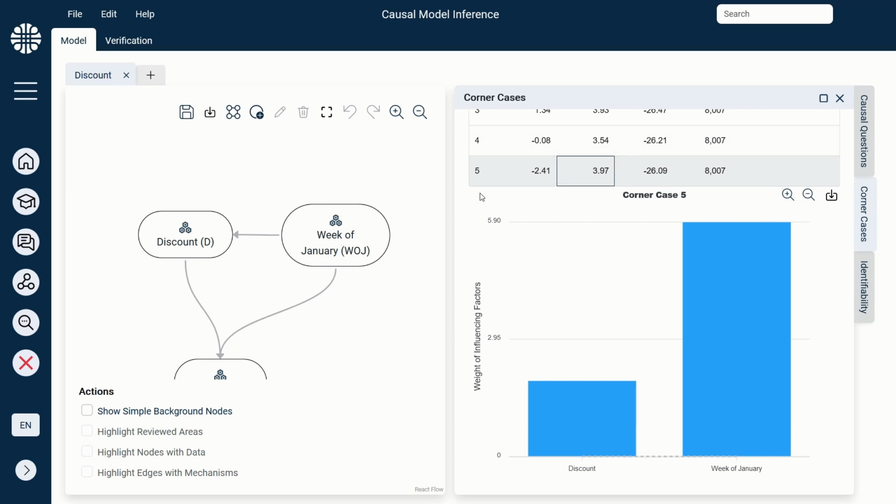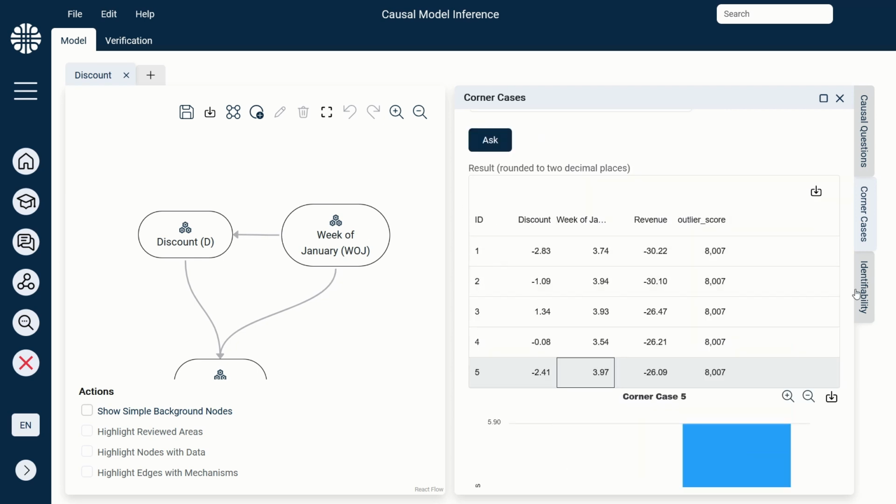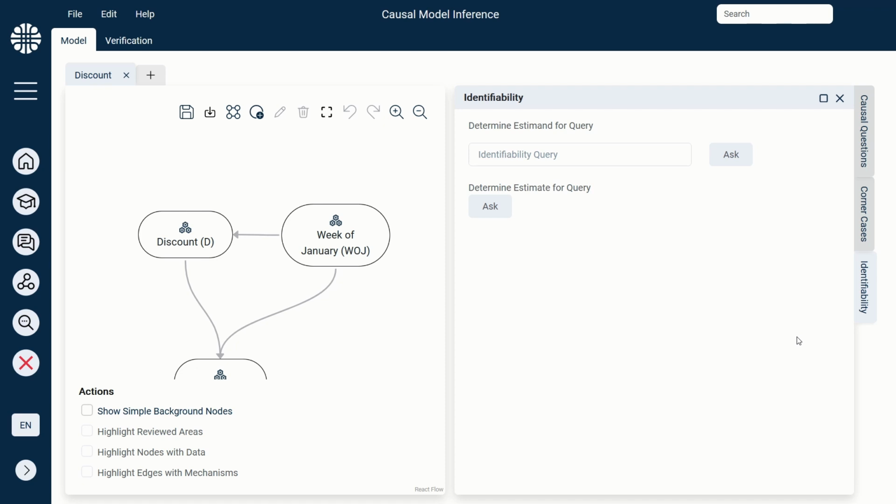Finally, there is the feature identifiability. However, it's not yet fully implemented. Thus, I might present it in a future video.